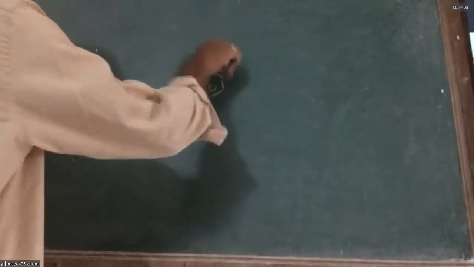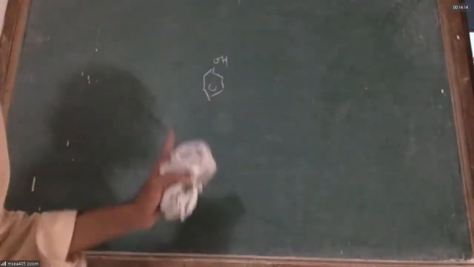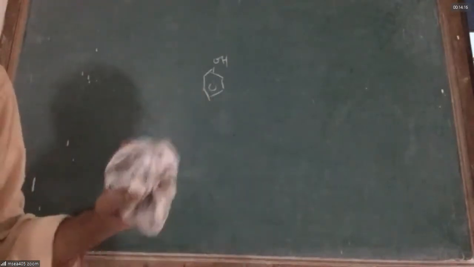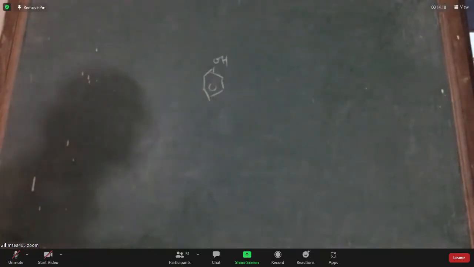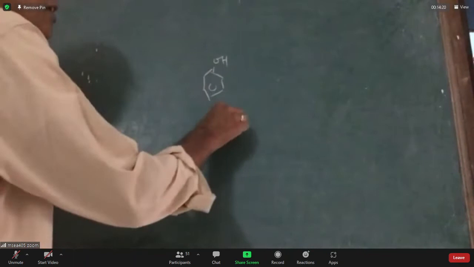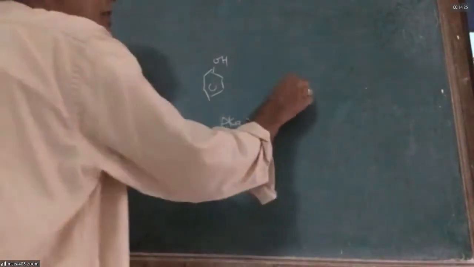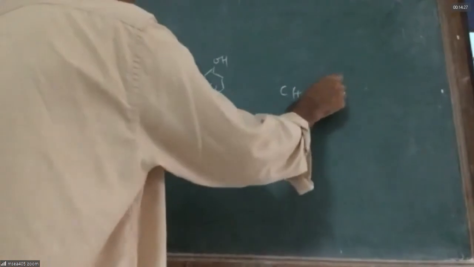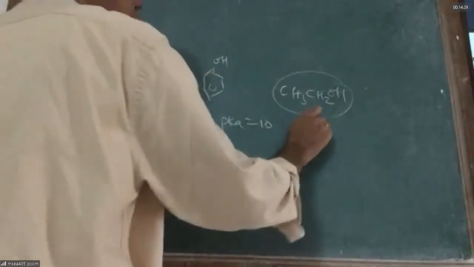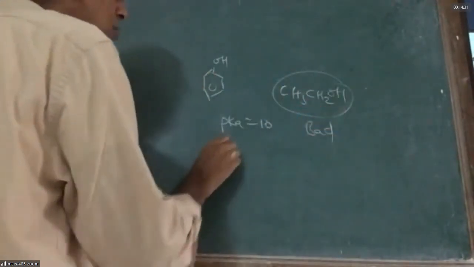Sir, what is this compound? Phenol. Phenol is otherwise known as carbolic acid, and carbolic acid is there in your Lifebuoy soap. Carbolic acid has a pKa of 10. It means it is reasonably acidic when compared with ethanol. When you compare with ethanol, ethanol is a bad acid. Phenol is a good acid.